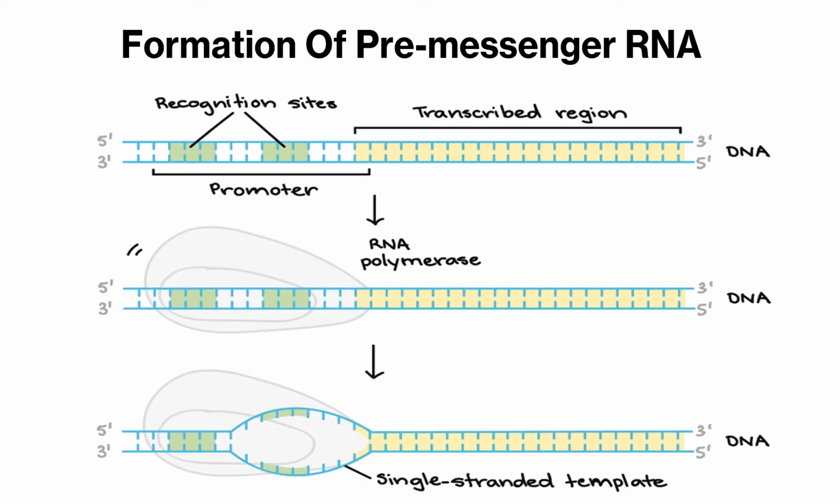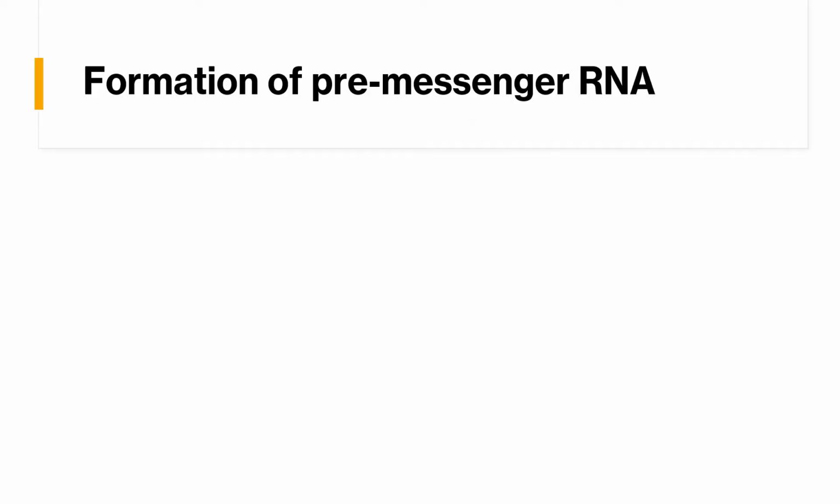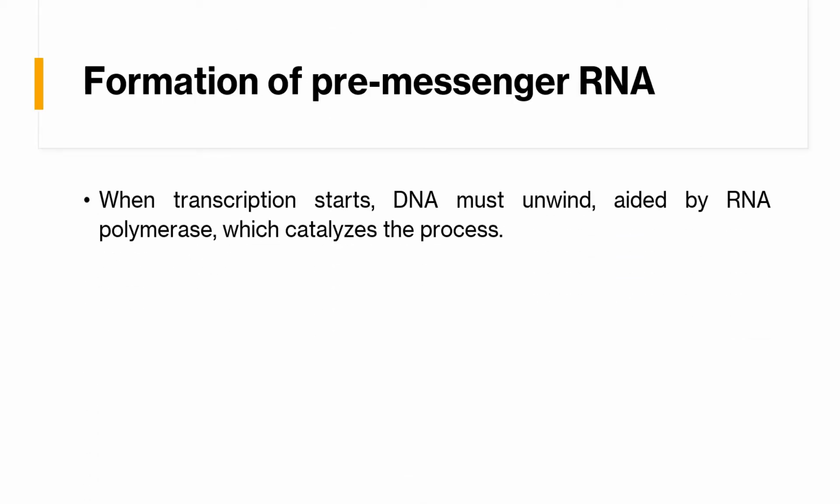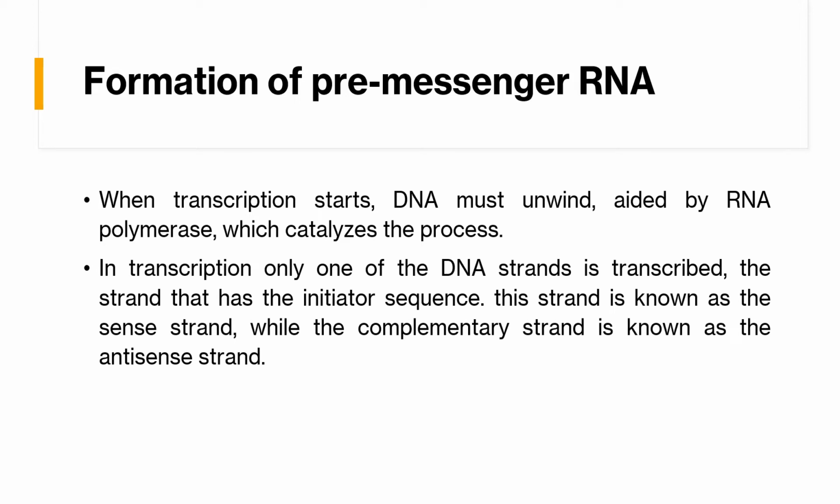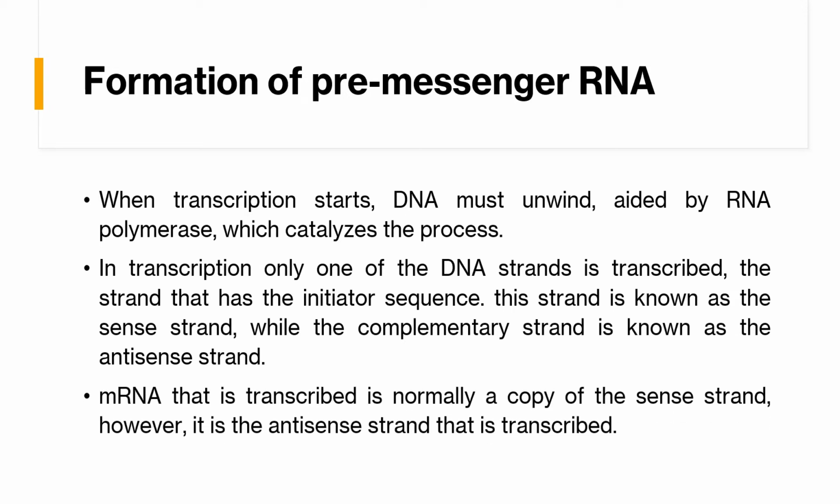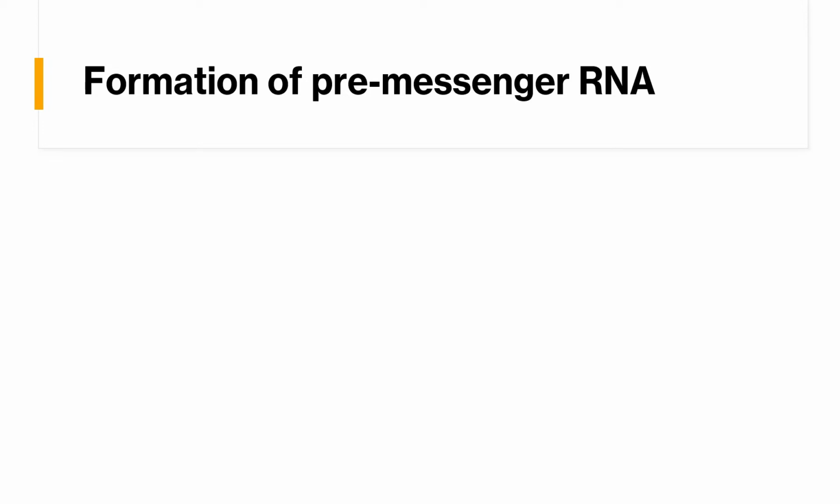Let's see how formation of pre-messenger RNA occurs. When transcription starts, DNA must unwind, aided by the RNA polymerase enzyme, which catalyzes the process. In transcription, only one of the DNA strands is transcribed, the strand that has the initiator sequence. This strand is known as the sense strand, while the complementary strand is known as the antisense strand. The mRNA that is transcribed is normally a copy of the sense strand; however, it is the antisense strand that is transcribed.